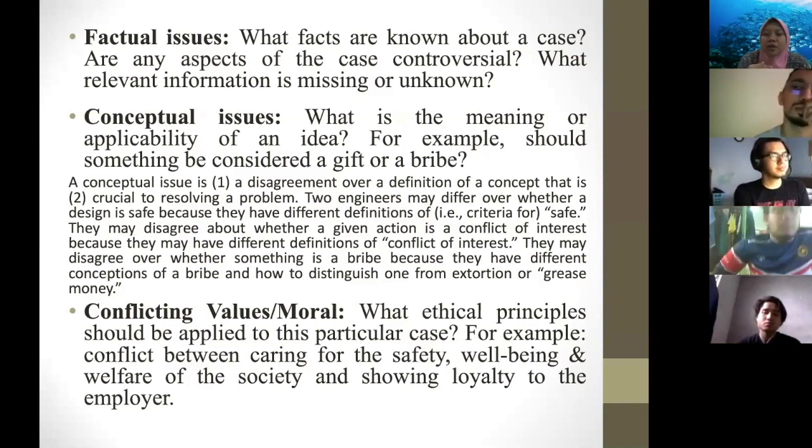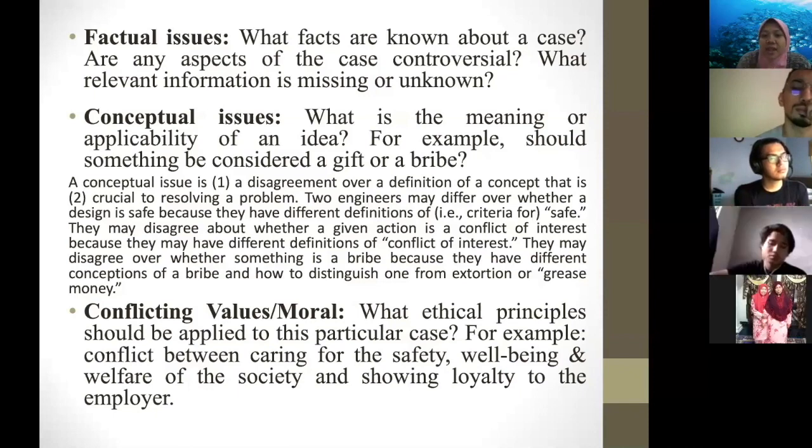Maybe to your boss, safe means the building will stay intact and can last for like 50 years. But your definition of safe is that if there's an earthquake, the building will not shake. So we have a difference in the definition of safe. Conceptual issues are things that you are not clear about, anything not clear.